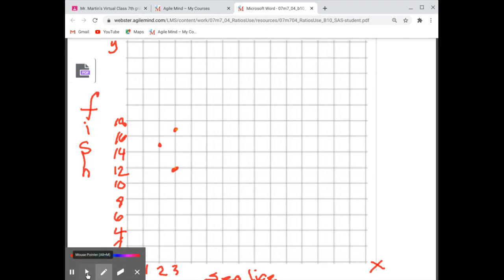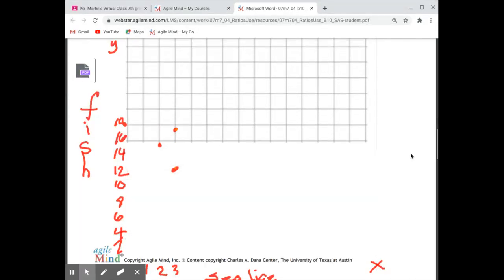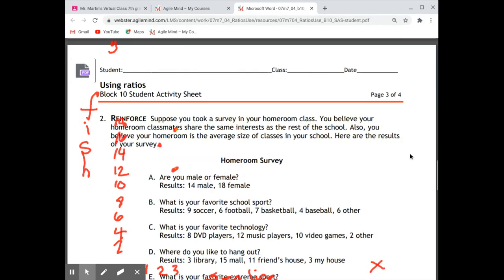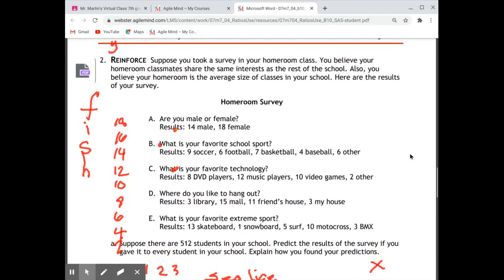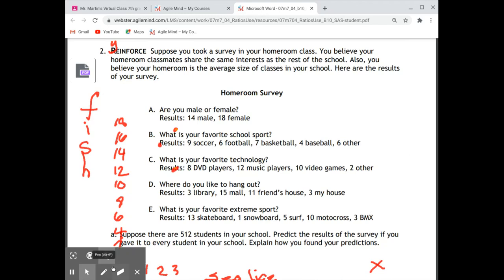So make sure that you're writing that down in your math book, okay? Remember, you should be on, I believe, page 40 now. All right. So now we're going to look at number 2, and we're going to reinforce what we learned today. All right. So, Asia, will you read number 2 for us, please?